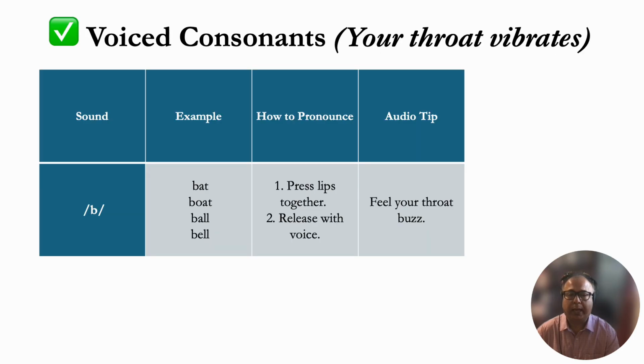What we will do now is we will pronounce each one of them separately, individually, and I'll give you some tips on how to pronounce them. Now let's pronounce some words that begin with this consonant. Bat, boat, ball, bell. So, in order for you to pronounce this sound correctly, first thing you need to do is you press your lips together.